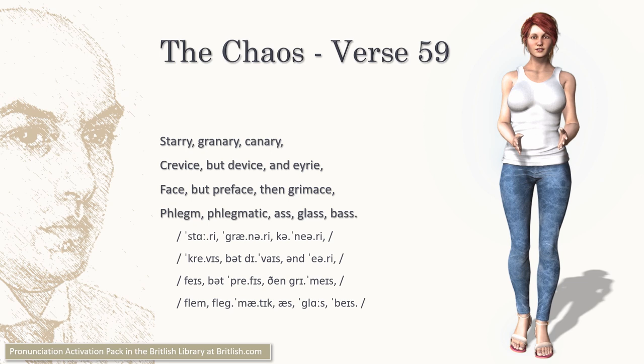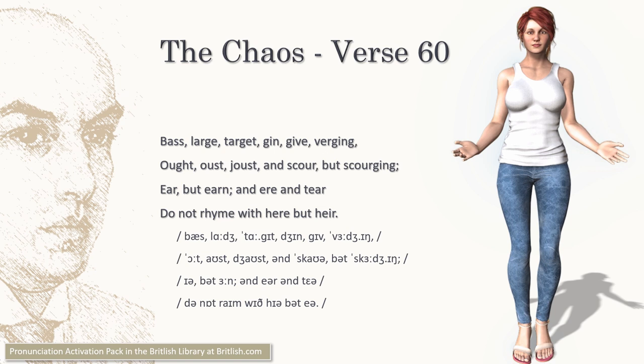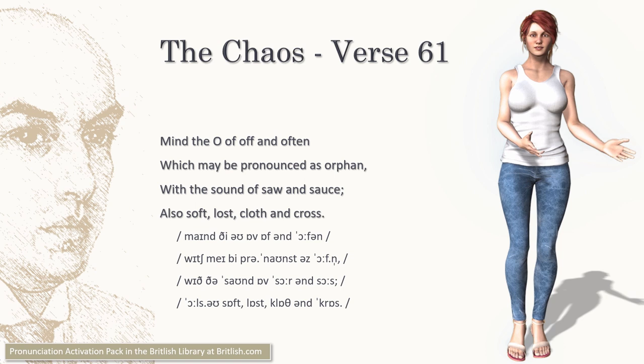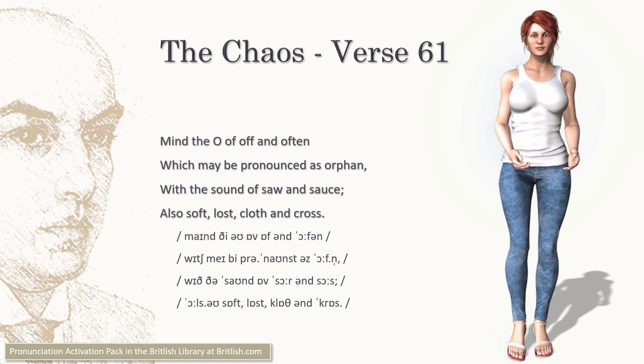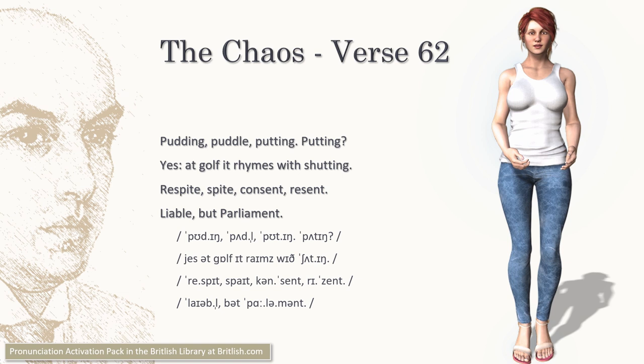glass, base, bass, large, target, gin, give, verging, ought, oust, joust, and scour, but scourging, ear, but earn, and air and tear, do not rhyme with here but air. Mind the O of off, and orphan, which may be pronounced as orphan, with the sound of sore and sauce, also soft, lost, cloth and cross. Pudding, puddle, putting. Putting? Yes, at golf it rhymes with shutting. Respite, spite, consent, resent. Liable, but parliament.